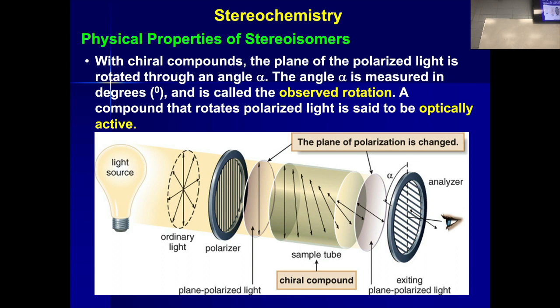But alpha observed is not enough. I can give you the same molecule, tell you to go upstairs and get the rotation, and you might come back with different numbers. He might have made a solution that's very dilute. The other person may have made a solution that's very concentrated. Which one do you think would rotate plane polarized light more, the dilute solution or the concentrated solution? The concentrated solution. The more concentrated that solution is, the more it's going to rotate polarized light because there's more molecules in there to rotate it.